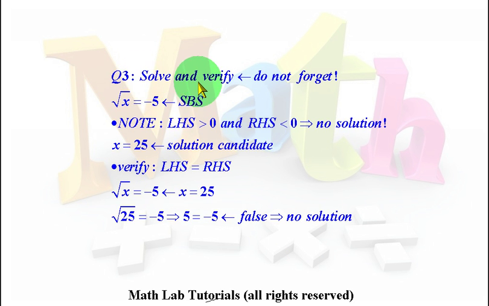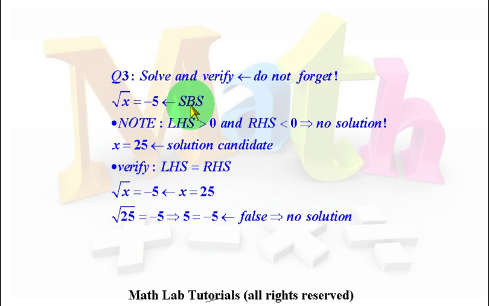Question number 3, solve and verify. Do not forget to verify. We have the square root of x is equal to negative 5. Well, by definition, the square root of x is positive. And then on the right-hand side, we have a negative. And so there's no possible way that this can have a real solution. So we note the left-hand side is greater than 0, and the right-hand side is less than 0. That means no possible solution. But we can go ahead and go along for the ride, and we'll see what happens anyway.